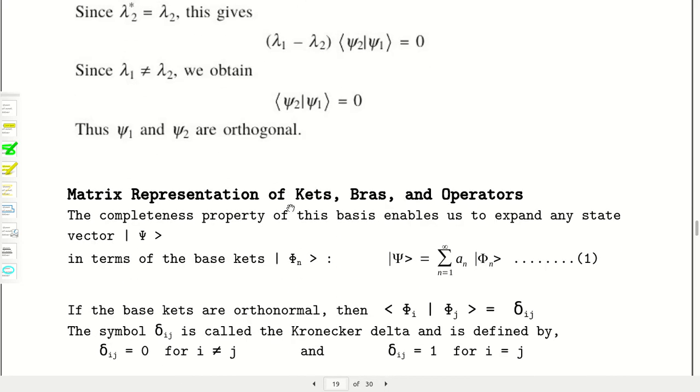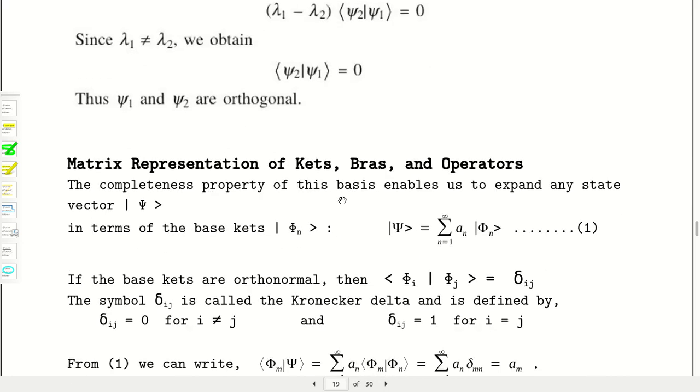And in my next class, I will come to the matrix representation of kets, bras and operators.